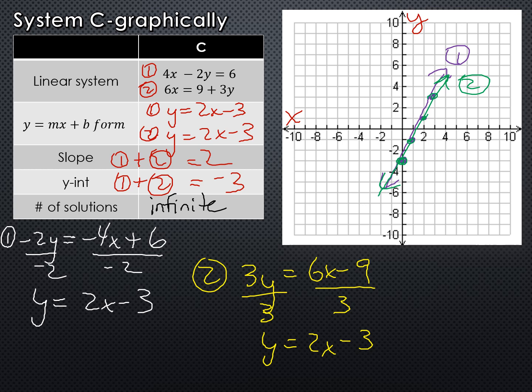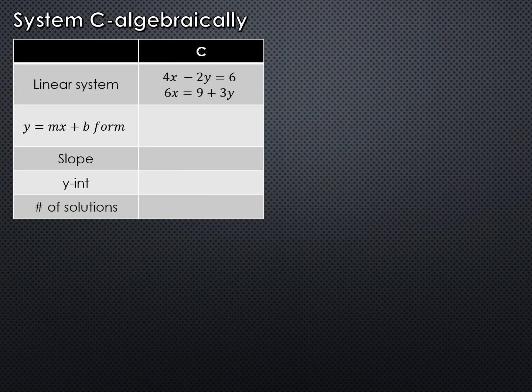So there are an infinite number of solutions. They cross everywhere. So when we were looking at system A, different slopes, different y-intercepts, 1 point of intersection. System B, same slope, different y-intercepts, they're parallel, there are no solutions, they do not cross. Same slope, same y-intercept, same lines, they intersect each other infinitely many times, which means there's an infinite number of solutions. What does that look like algebraically?